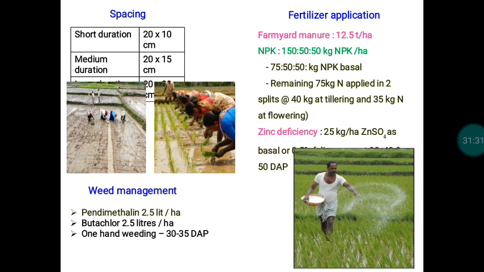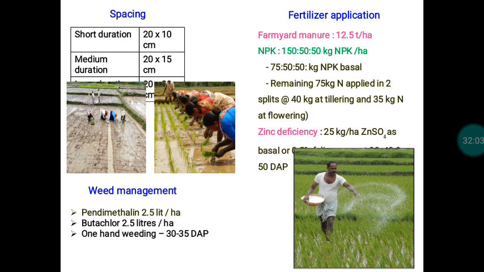And with reference to the macronutrients like NPK, nitrogen, phosphorus, and potash, as far as rice is concerned, the recommended dose is 150, 50, 50 kg of NPK per hectare. Out of this, 75 kg of nitrogen, 50 kg of phosphorus and 50 kg of potash are applied as a basal. So the entire dose of phosphorus and the entire dose of potassium is applied as a basal, that is, before the last puddling we have to apply that.